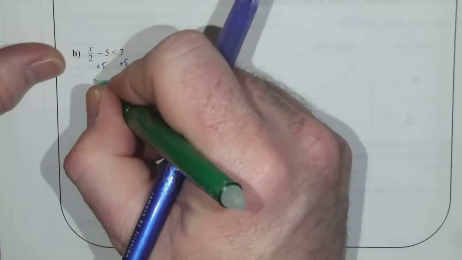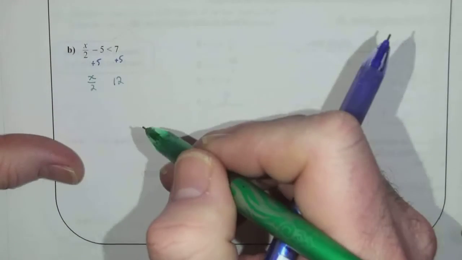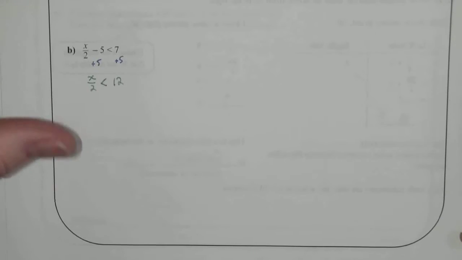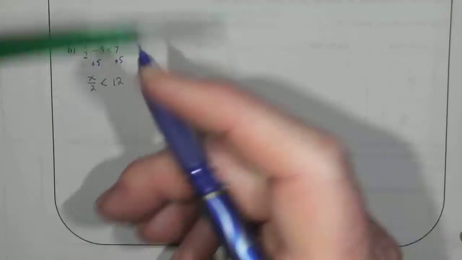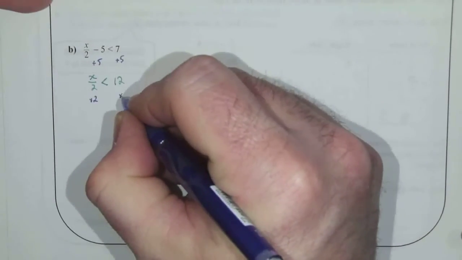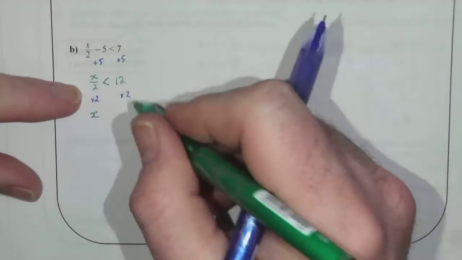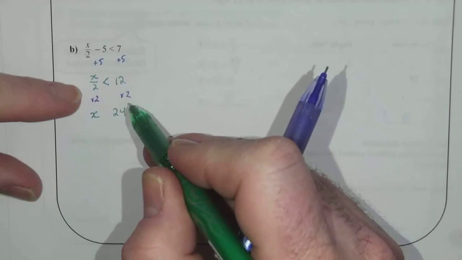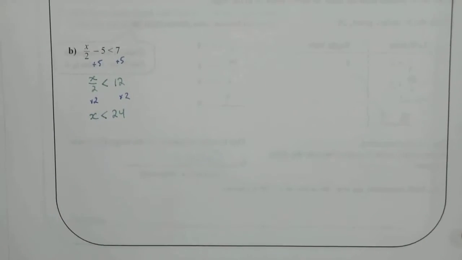On the left, that leaves me with just x divided by 2. And on the right, 7 plus 5 is 12. This is adding, so I don't have to worry about changing my sign. It stays the same. Now, x divided by 2, the opposite of that is multiply by 2. So I'm going to multiply both sides by 2. Once I do that, the left side is just x. 12 times 2 is 24. I've multiplied by a positive number, so the sign does not flip. It stays the same. So the solution is x is greater than 24.